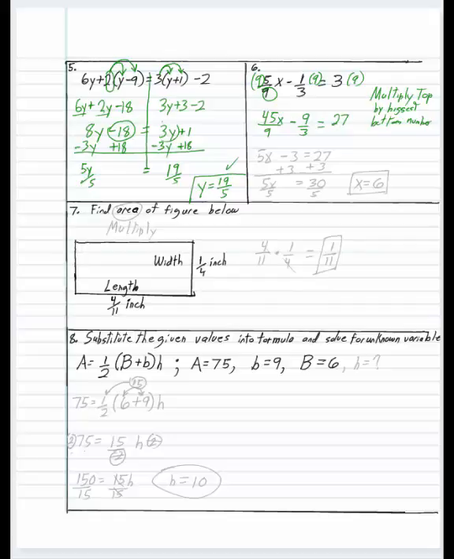First, 45 and 9 may divide. That will give us 5x. 9 and 3 may divide. That will give us 3 equals 27. So the good news is we don't have to deal with fractions anymore. Let's add 3. So 5x equals 30. And then from there we'll divide both sides by 5. And 30 divided by 5 is 6.